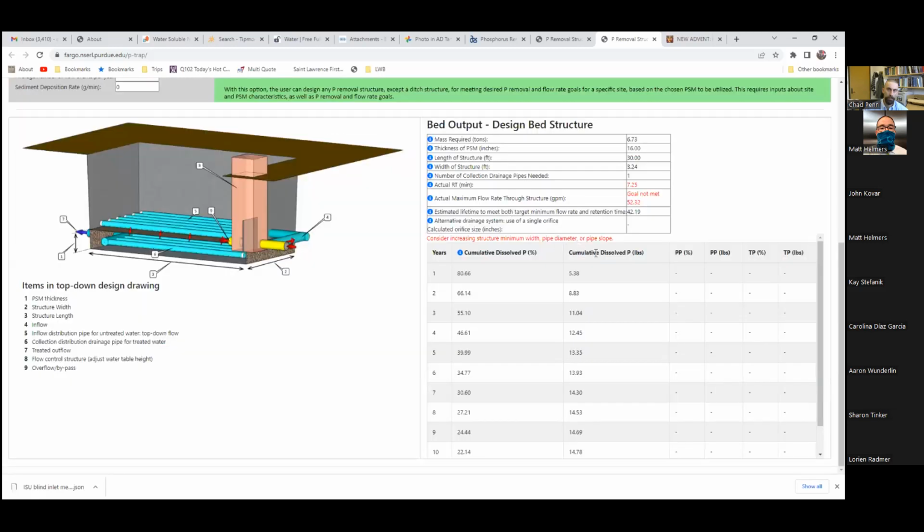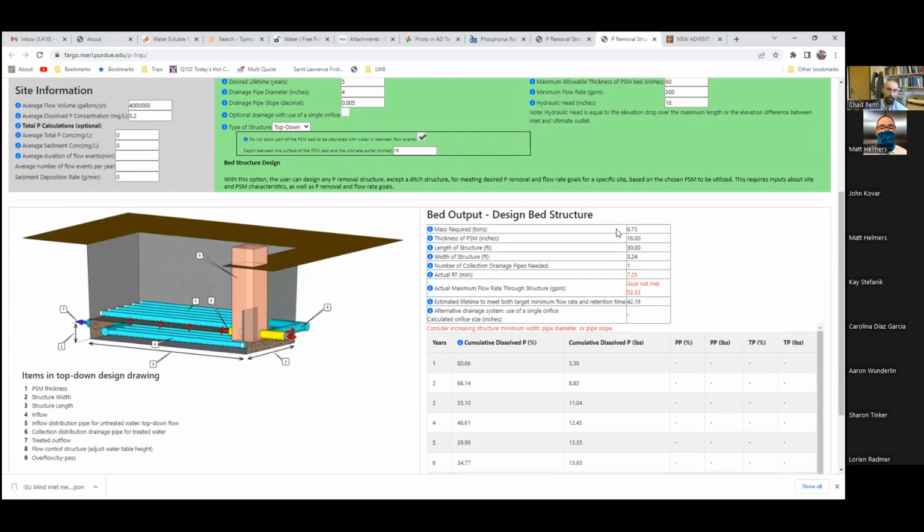All right. So it tells us how many tons we need to meet our goal. And you see there's a problem. See, there's a red flag. Flow rate through the structure and the retention time, the goal was not met. We wanted to have at least 300 gallons per minute and a retention time of at least 10 minutes. It was impossible. So it tells us it's impossible, but it gives you a suggestion.